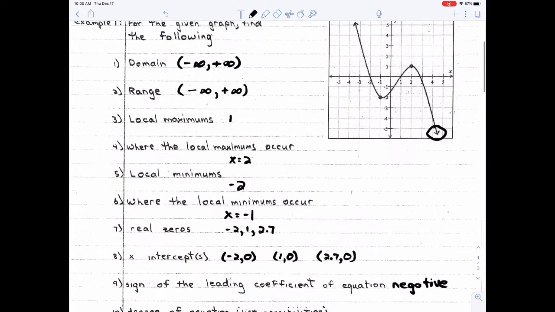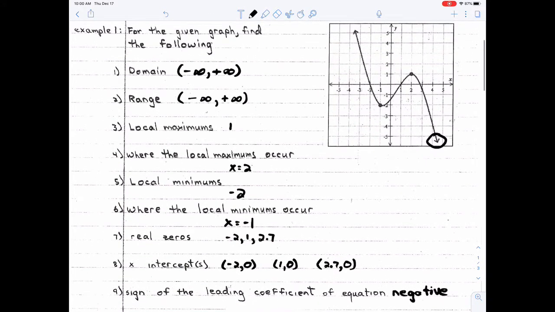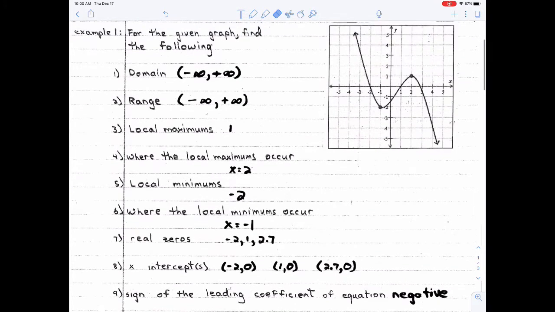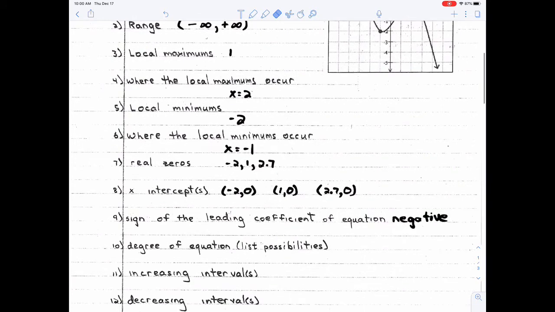Okay, the degree of the equation. Now, first of all, it's got an odd number of sides. It's got 3 sections to it. One's here, another one's over here, and another one's over here. So there are 3 sections to this. So that tells us the minimum degree. Now, there has to be an odd degree because the two ends are going in opposite directions, and the minimum degree is 3.